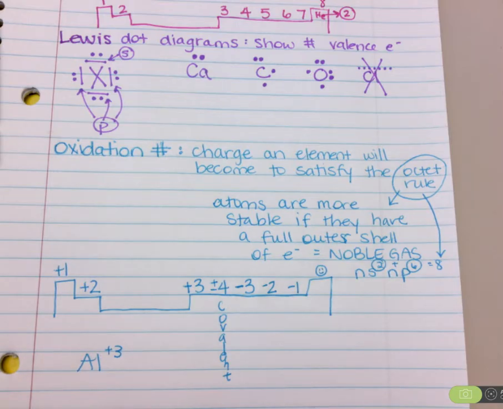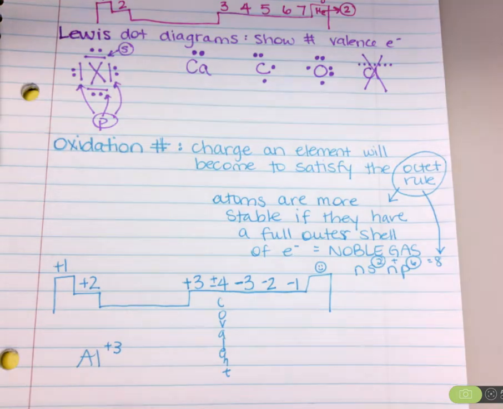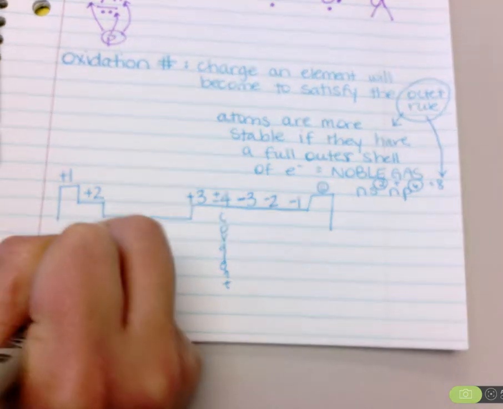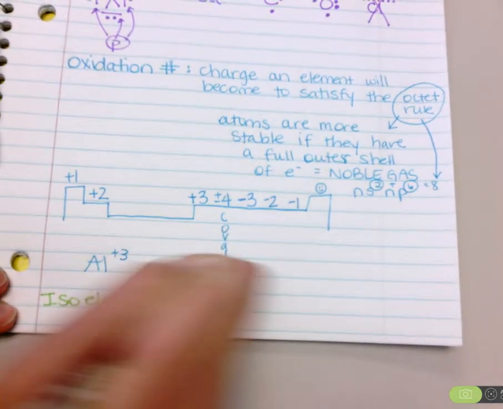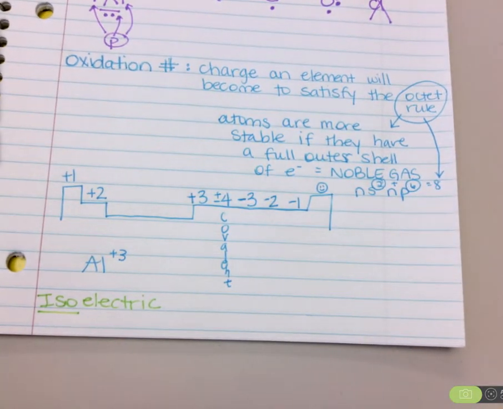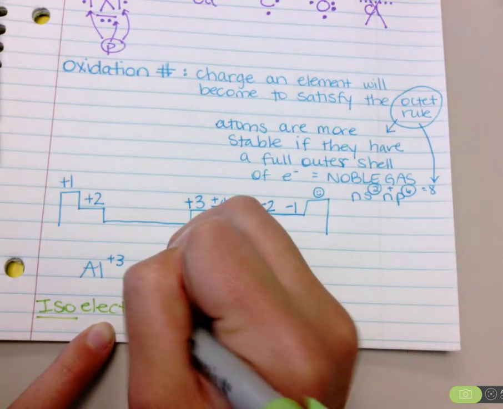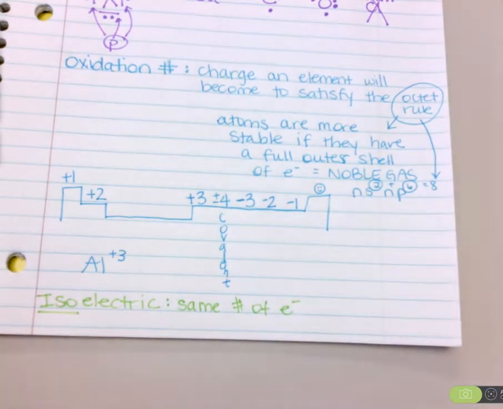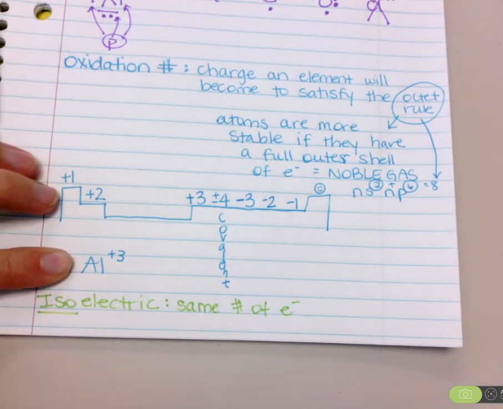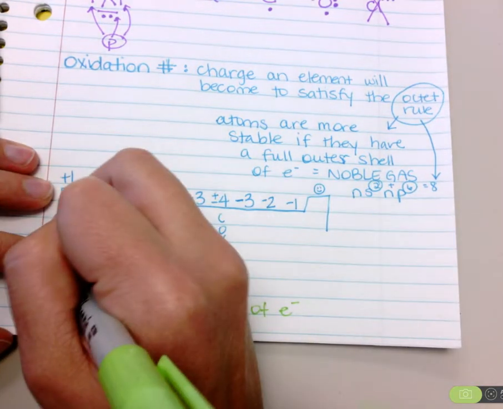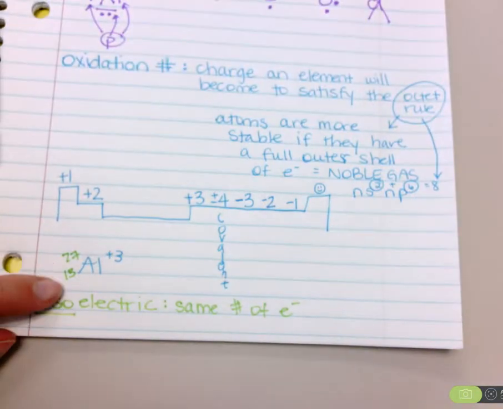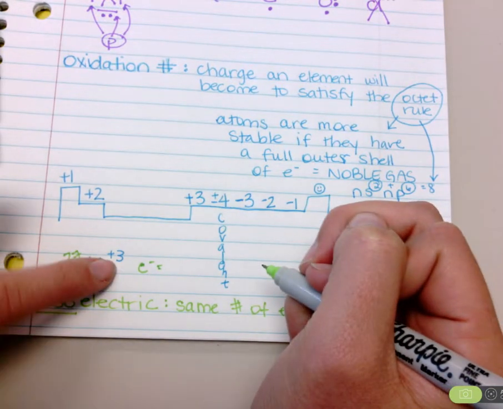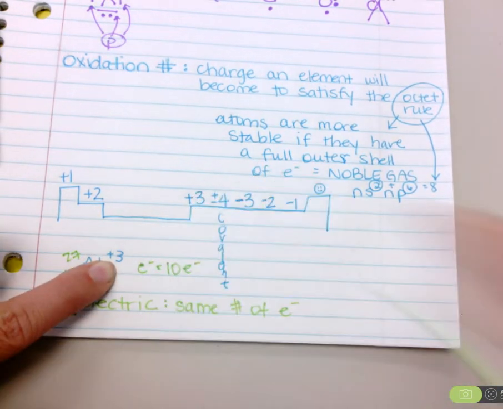Our word for looking like a noble gas is another special vocab word that you need to know, and it is called isoelectric. Our prefix iso means the same. Electric, think electrons. So these have the same number of electrons. Aluminum with a +3 charge: if aluminum has 13 protons, I'll go ahead and put the mass number there, and a +3 charge, protons minus charge, 13 minus 3, gives me 10 electrons.